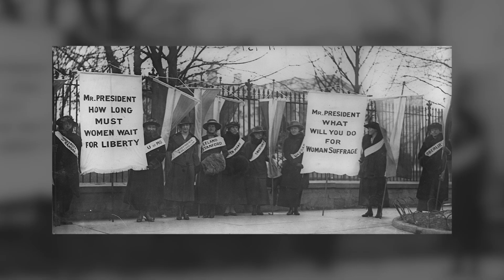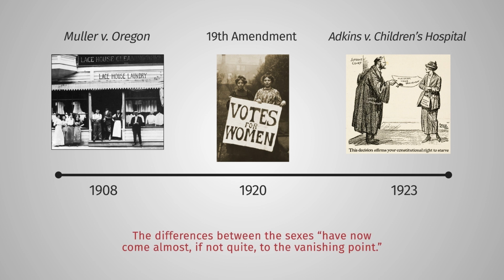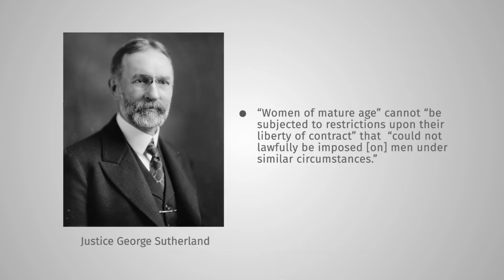Yet, Justice George Sutherland, who had been a strong proponent of women's right to vote, viewed the situation very differently. He observed that since Muller v. Oregon was decided in 1908, the differences between the sexes have now come almost, if not quite, to the vanishing point. Justice Sutherland concluded that women of mature age cannot be subjected to restrictions upon their liberty of contract that could not lawfully be imposed on men under similar circumstances.